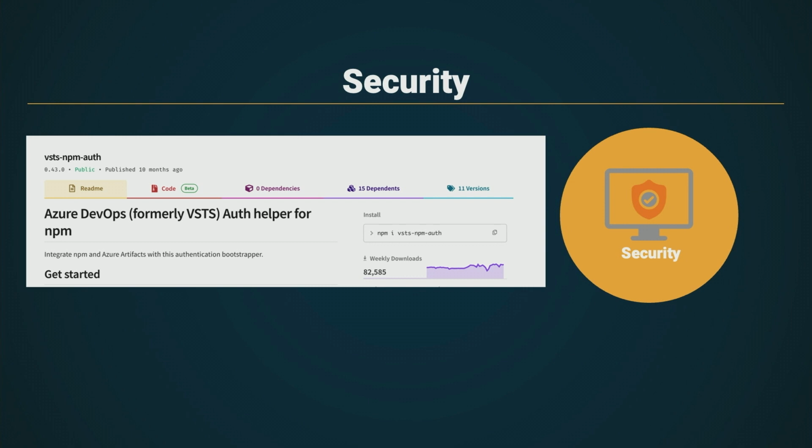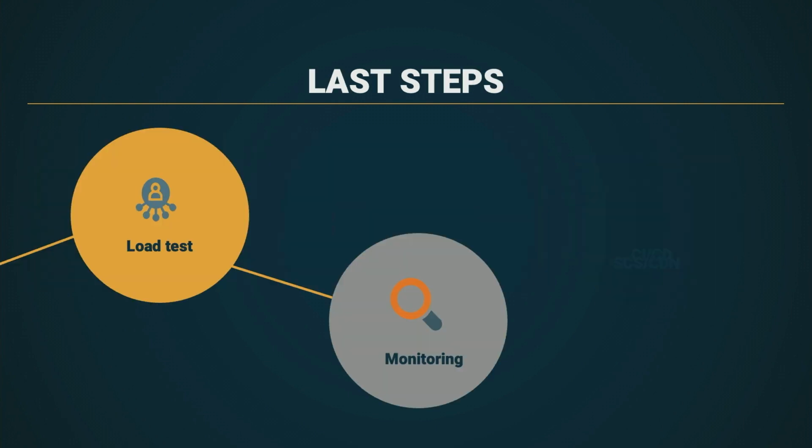Security, I don't want to tell too much about because I'm running out of time, and we use the Azure DevOps VSTS package for security. It's very simple to set up. Make use of access and refresh tokens. You also have to do load testing, and monitoring is very important for the application, of course.